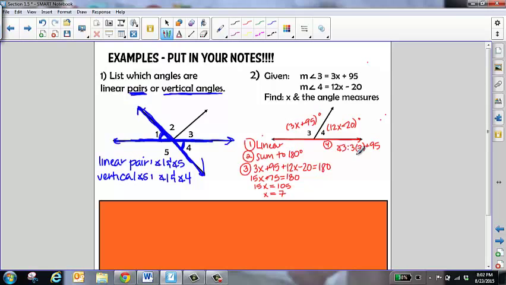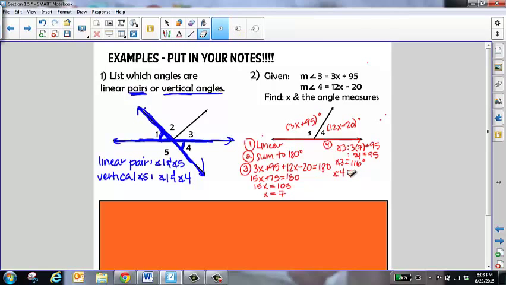So that's going to give us 21 plus 95. And again, I'm sorry, I'm kind of running out of room here, guys. And the writing's kind of bad. But that's going to give us 116 degrees. So angle 3 is going to be equal to 116 degrees. Now angle 4, again, you can just substitute in that 7.